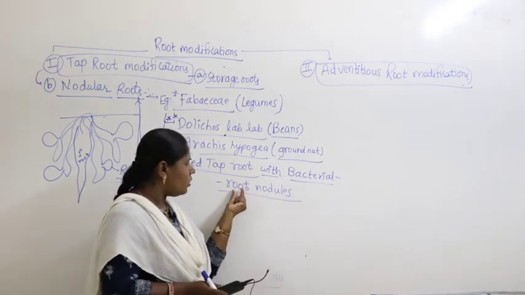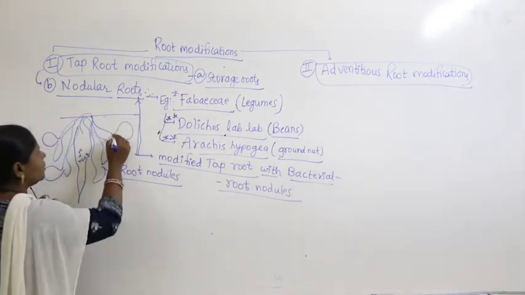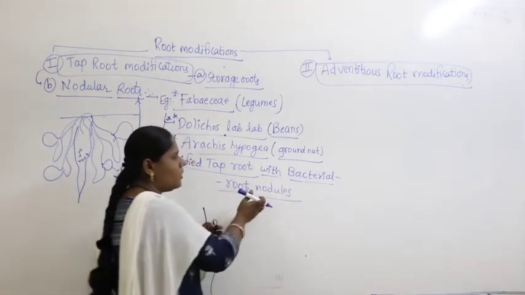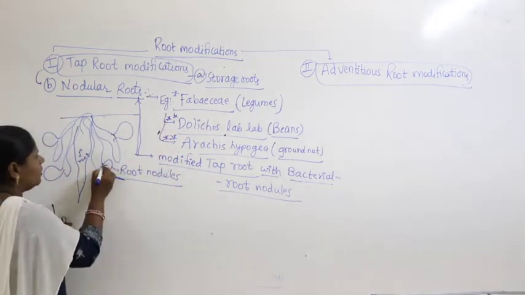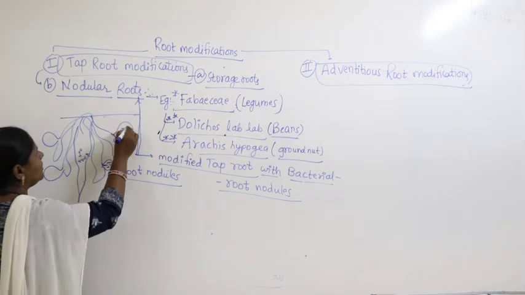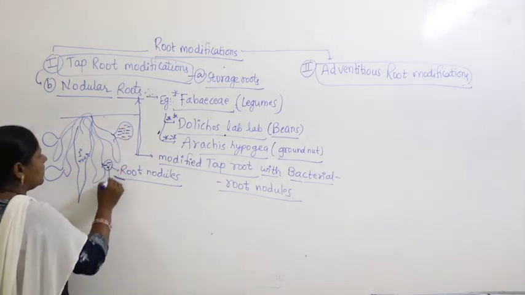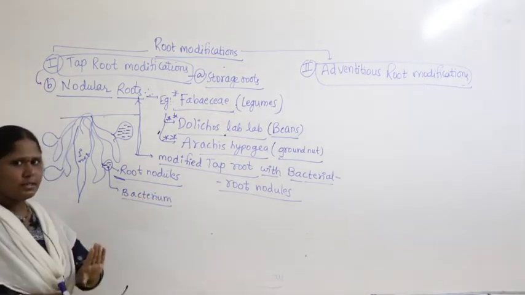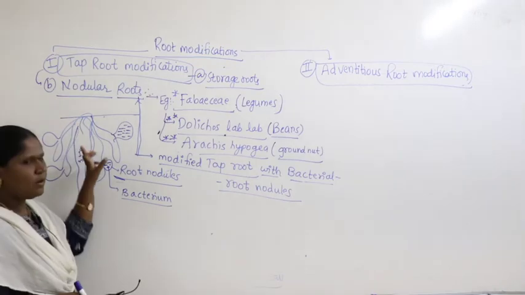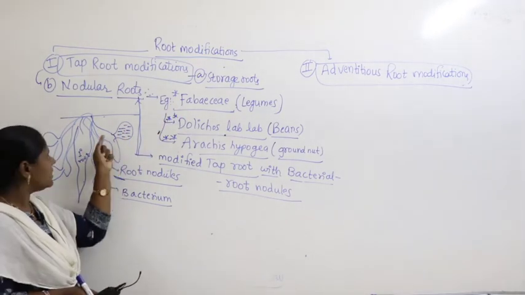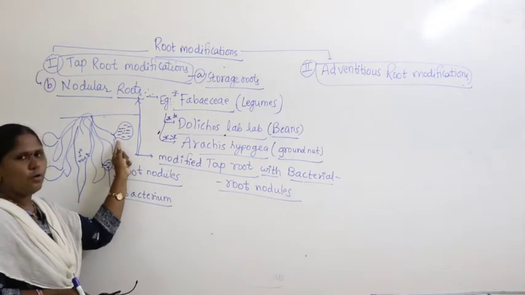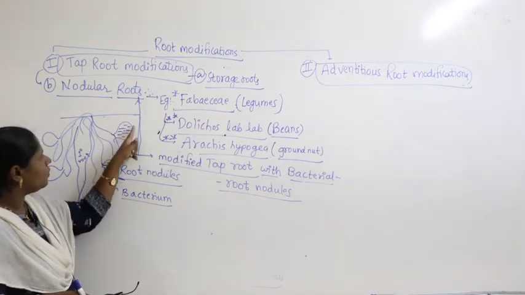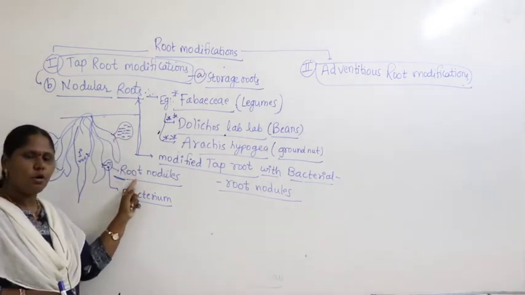On the root we find extended forms of the root. They are called root nodules. And why do we call them bacterial root nodules? Because inside the root nodules we find bacteria. Which bacterium is present? I hope you are understanding what we are discussing. In some of the roots of Fabaceae, we can see extension of the lateral root to form a structure called a root nodule. I repeat, extension of the lateral root forms the structure called root nodules.